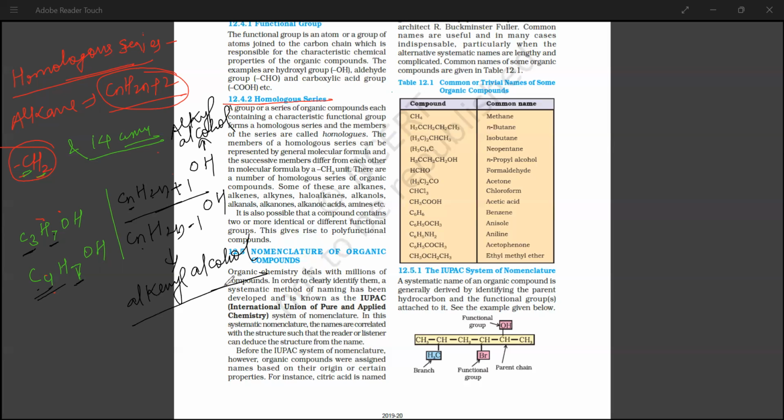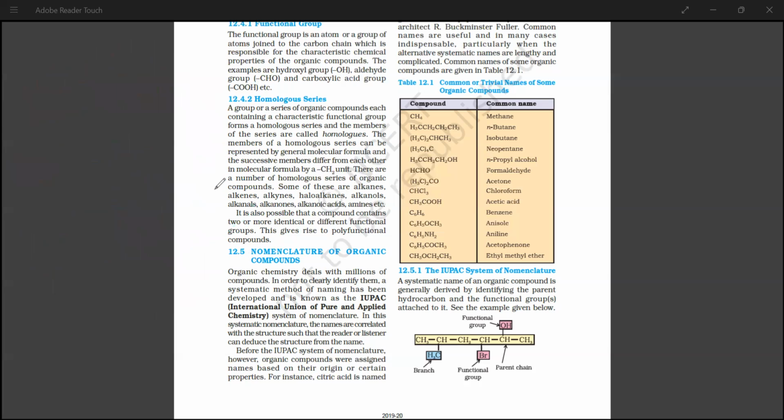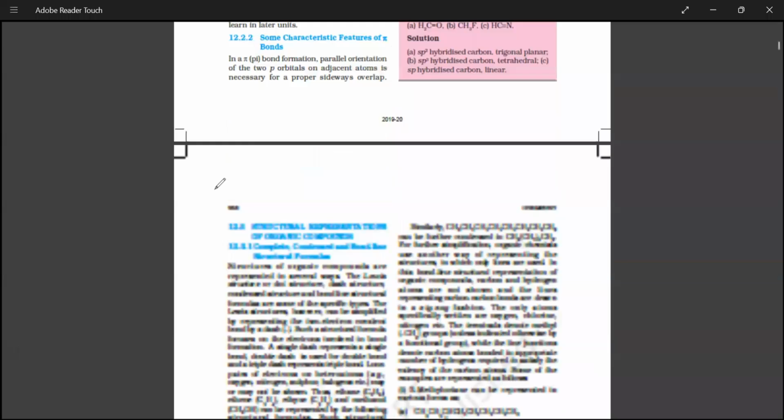How can we say they are not members of the same homologous series? Because their general formula is not the same. One alcohol has the general formula CnH2n+1 OH, and the second alcohol has CnH2n-1 OH. So they are not members of the same homologous series. This is all about the homologous series. Questions may be asked like this only, so you have to check their general formula. If the general formula is the same, then only they can be members of the same homologous series. If not, they will not be. So this was your last point.